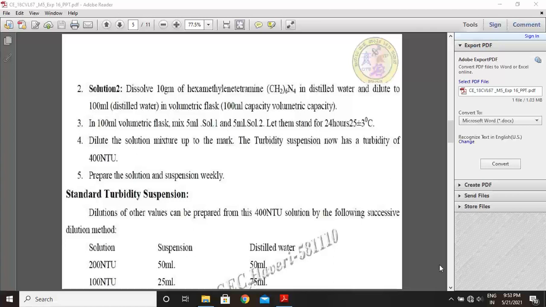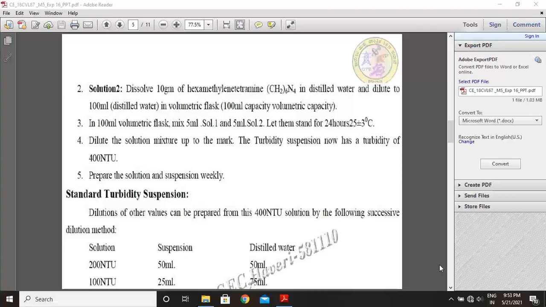Standard turbidity suspensions. How to prepare the standard turbidity suspensions? Dilutions of other values can be prepared from this 400 NTU solution by the following successive dilution methods. If you want 200 NTU, then you follow this procedure. You take 50 ml suspension and 50 ml double distilled water. Mix or dilute, and now it becomes 200 NTU.